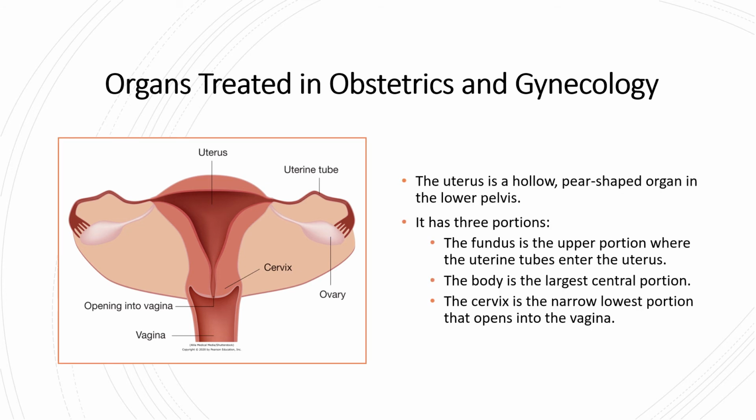The uterus then is a hollow pear-shaped organ in the lower pelvis, and it has three portions. The fundus is the upper portion where the uterine tubes enter the uterus. The body is the largest central portion, and the cervix is the narrow lowest portion that opens into the vagina.